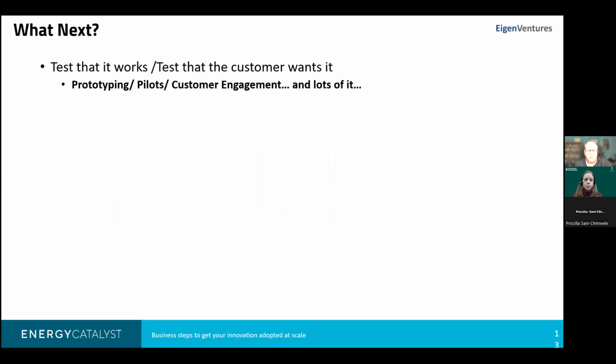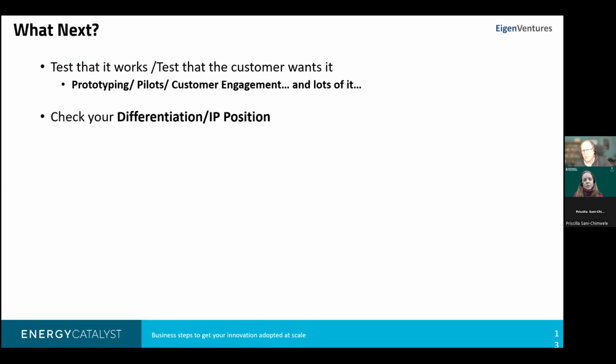What else? So that's the basis of the business model, business plan. In terms of practical steps, you really need to test and test again. Test that it works, obviously, but also test that your customer wants it. So lots of prototyping, pilots, customer engagements, get the trial period, so get the product to the customer and see if it works technically, and if they like it, if there are any adaptations you need.